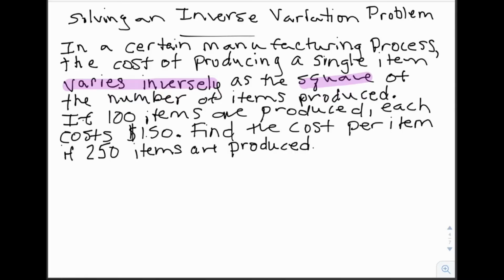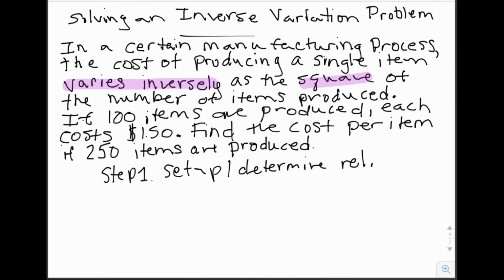So let's go ahead and set up our steps here. Step 1, we want to determine and write the general relationship among the variables and use the constant k. So step 1, we want to set up our general relationship. I'll abbreviate relationship, and then we want to find our constant k. So use constant k.